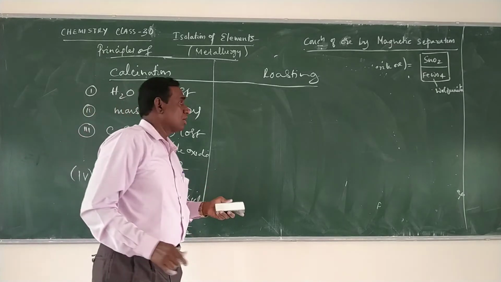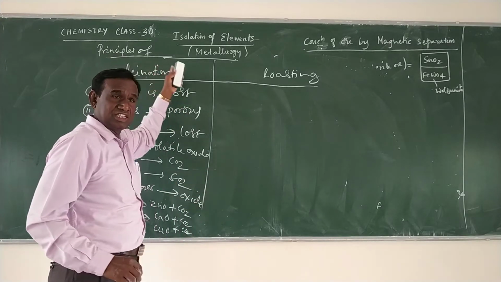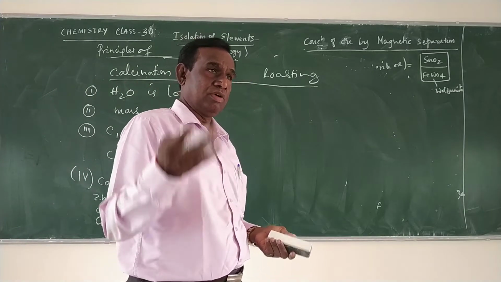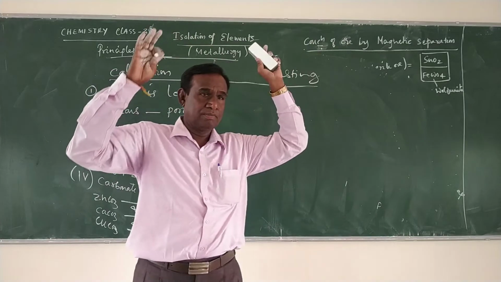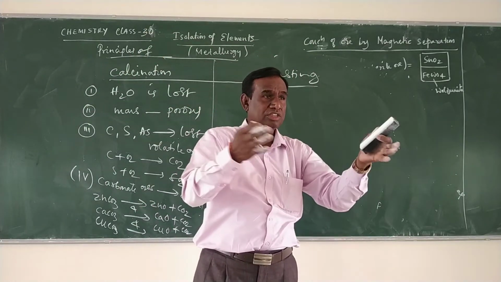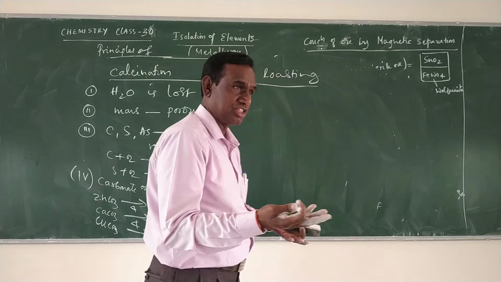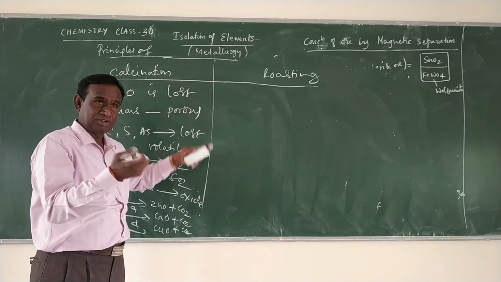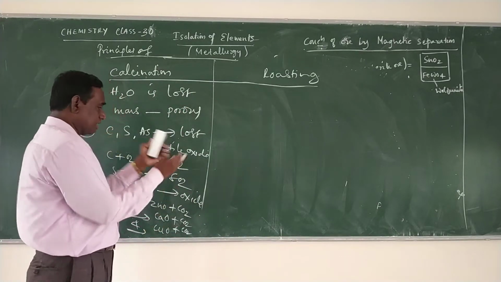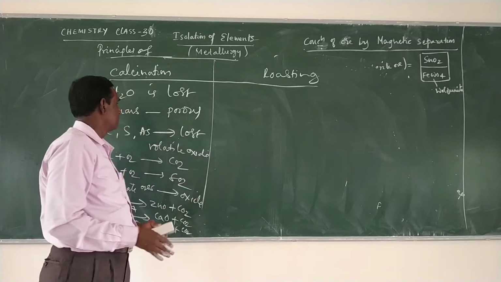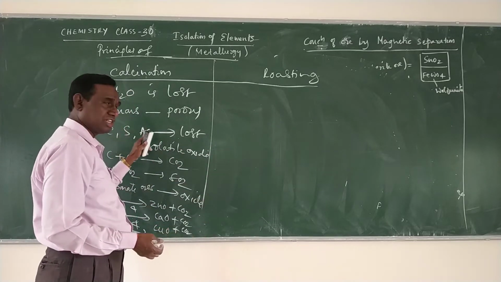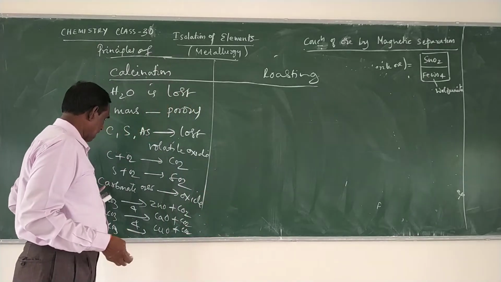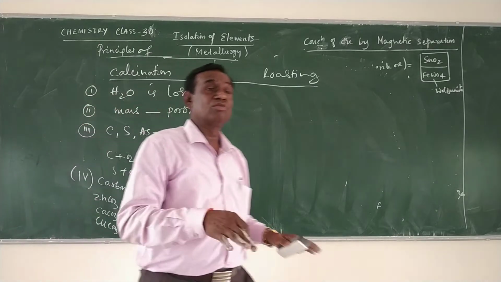Like this, what are the changes that take place in calcination? Calcination is a heating process in metallurgy where the concentrated ore is heated strongly but below its melting point, so that the following changes take place. Moisture, water, is lost in the ore. The compact mass becomes porous. Carbon, sulfur, arsenic impurities are lost as volatile oxides. And carbonate ores, if present, are converted into oxide ores.